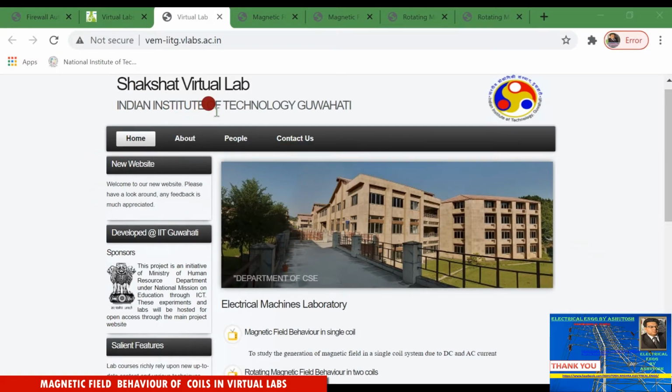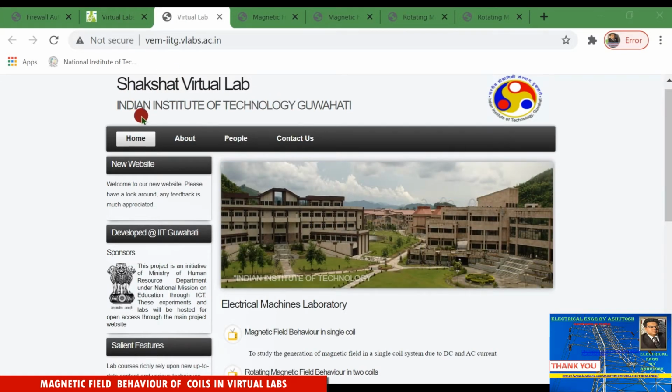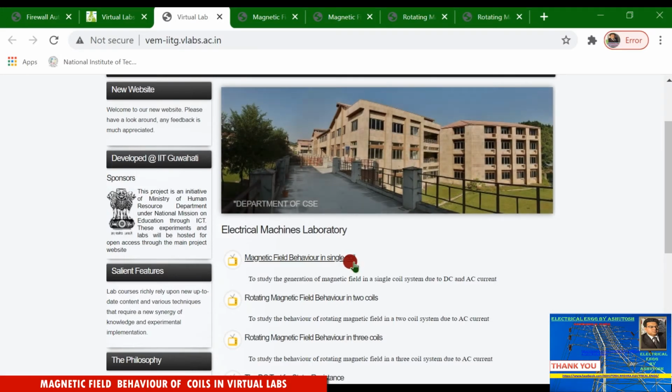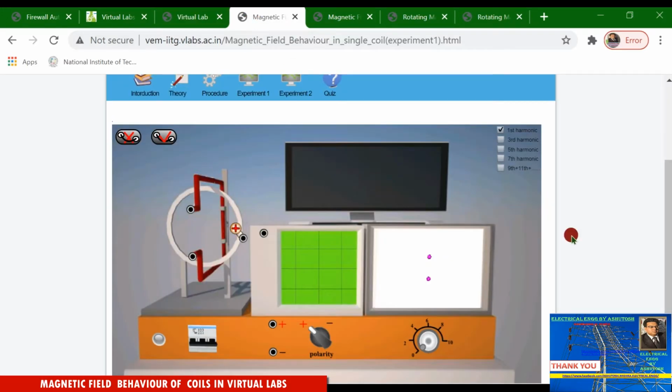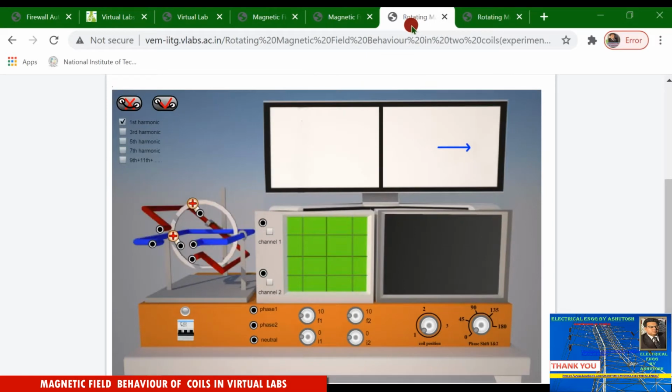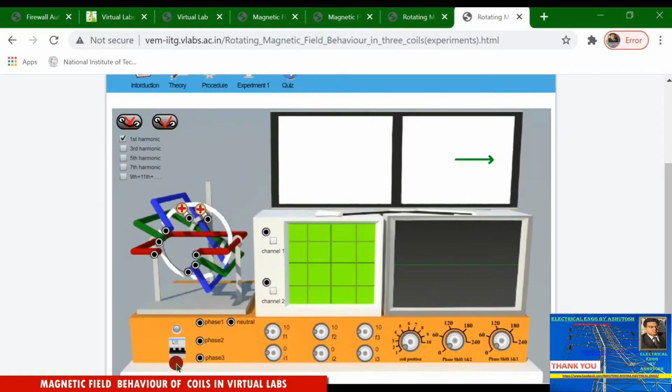So today I have presented over here. You can simply open up this window by typing virtual lab, developed by Indian Institute of Technology Guwahati. Today we will see the magnetic field behavior in single coil. This is the simulation diagram of the magnetic behavior of single coil, then the magnetic behavior in two coils, and the magnetic behavior in three coils. So we will study and analyze what happens when supply is given to the windings or coils.